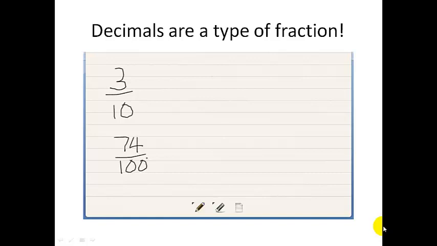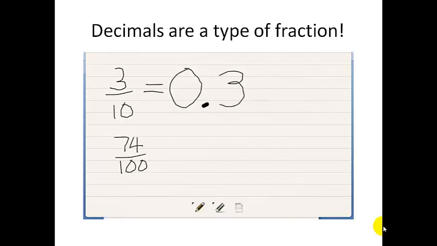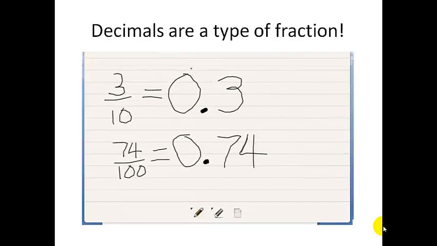In fact, in some countries they actually call them decimal fractions instead of just decimals. So here I've got the two numbers 3/10 and 74/100. So if I was going to write the fraction 3/10 as a decimal, it would look like this, 0.3, and we would read that 0 and 3/10. The number or fraction 74 out of 100, 74/100, would be written as 0.74. And again, we would read that 0 and 74/100.